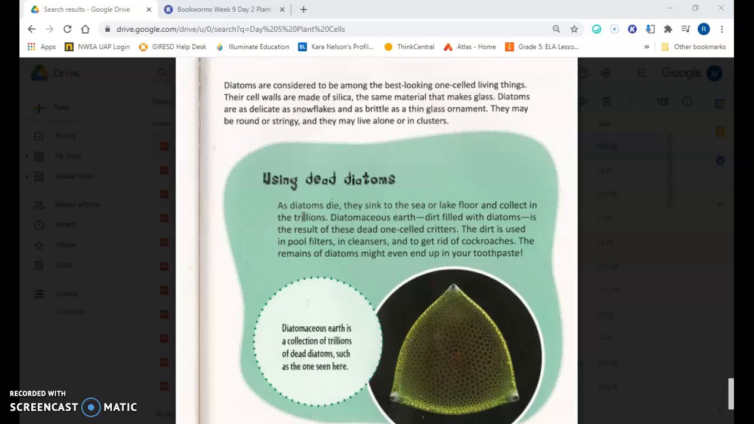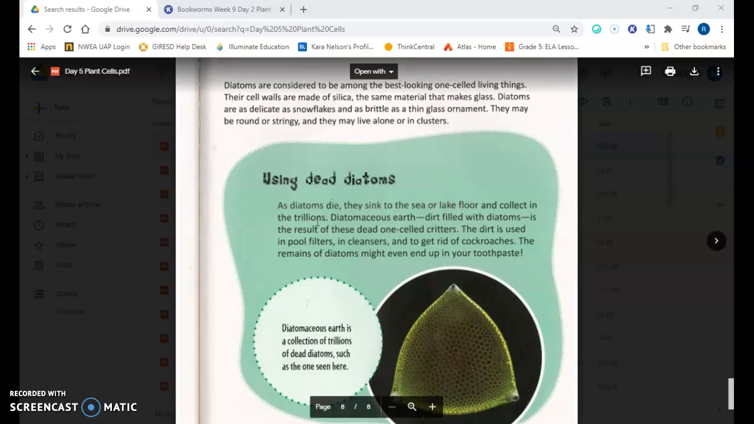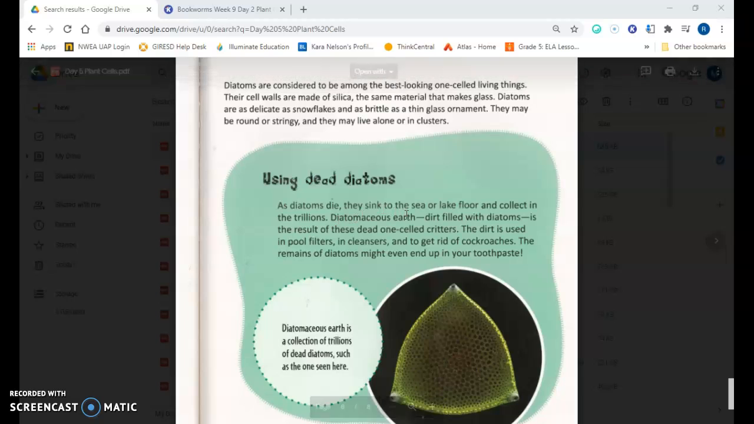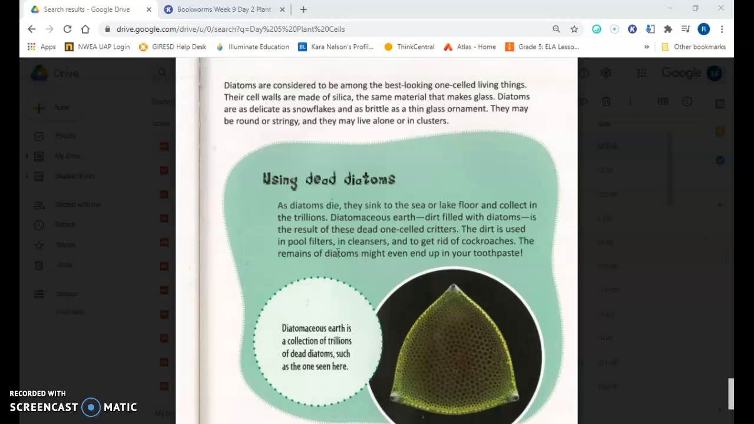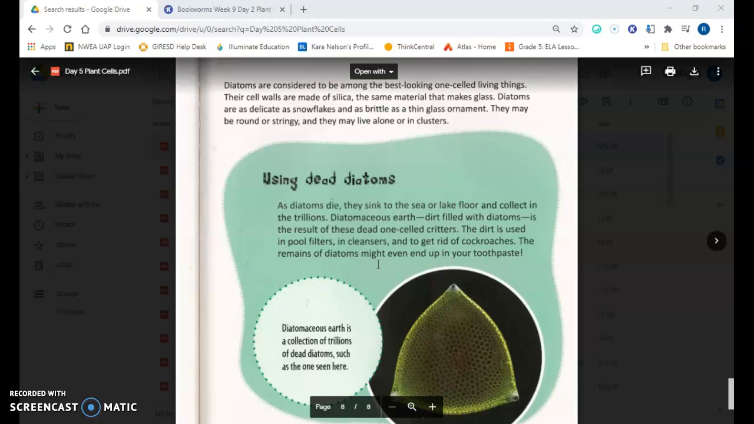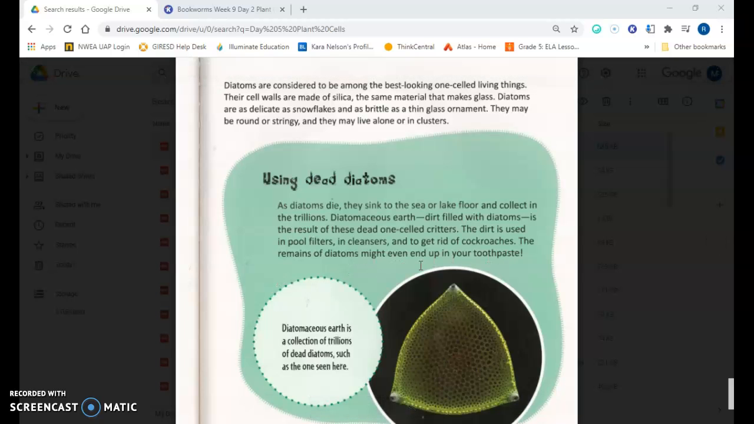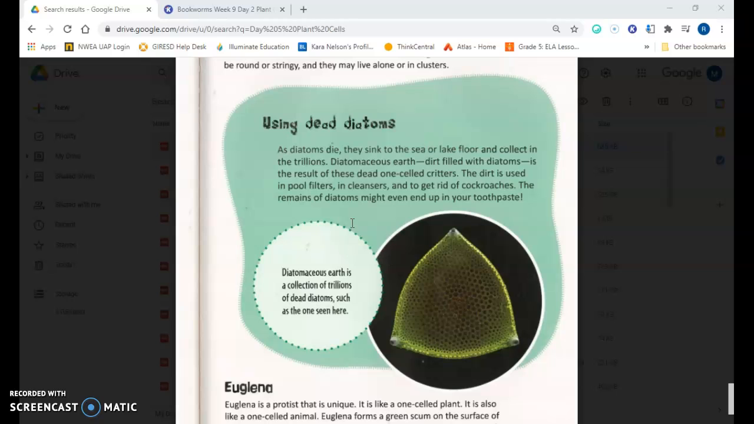Using dead diatoms. As diatoms die, they sink to the sea or lake floor and collect in the trillions. Diatomaceous earth, dirt filled with diatoms, is the result of these dead one-celled critters. The dirt is used in pool filters, in cleansers, and to get rid of cockroaches. The remains of diatoms might even end up in your toothpaste. So it sounds like diatoms are useful for many things.